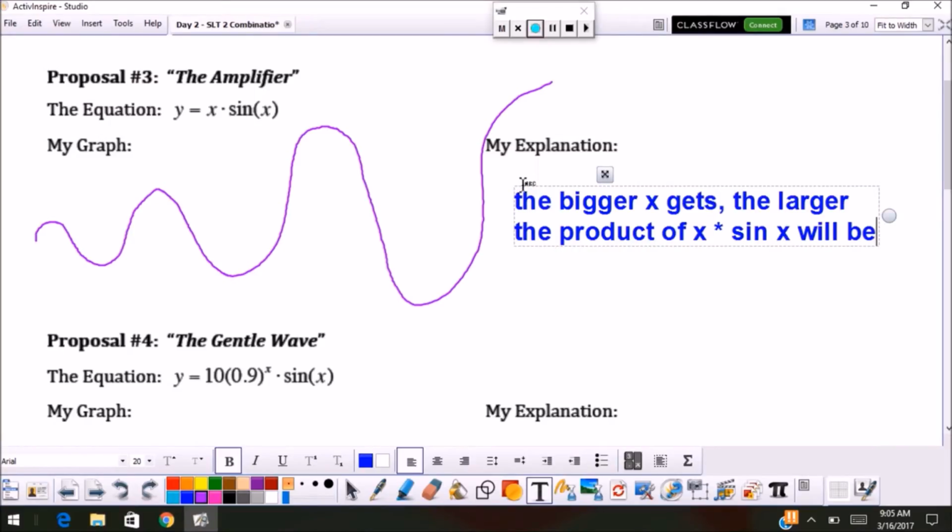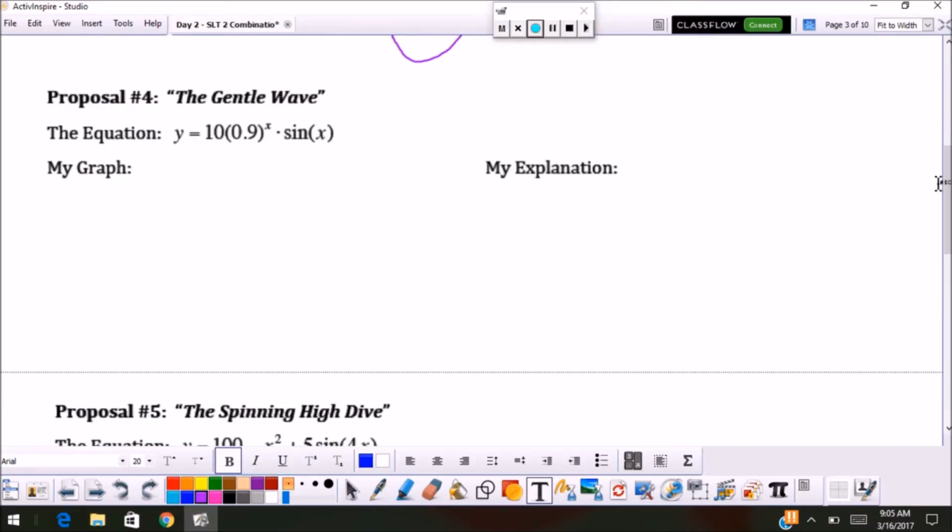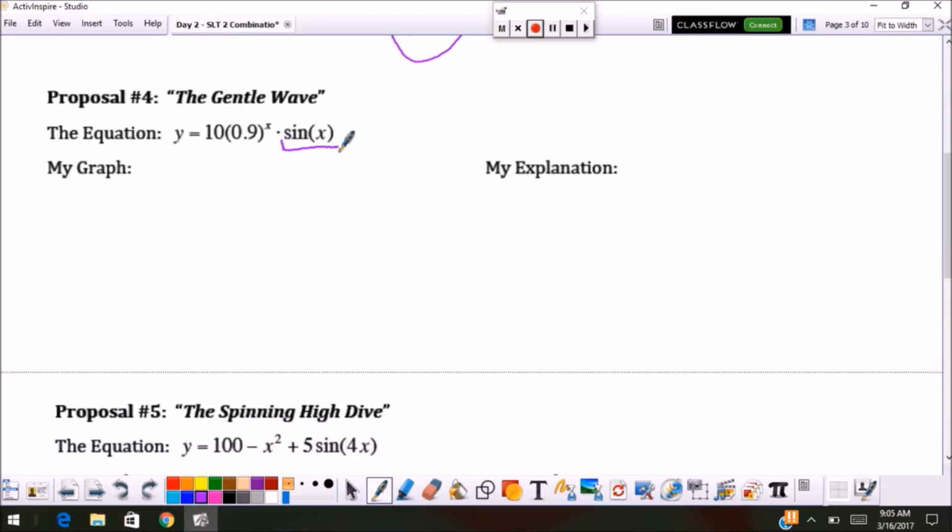Okay, the gentle wave. If you think about what a gentle wave roller coaster might look like, it's just going to be a really small, light wave. Also, if we look at this, we've got a basic sine function, and over here we've got an exponential decay, and we are multiplying these together. So we have something that oscillates, the y values being multiplied by something that's getting smaller. So the gentle wave might start off larger, but as it goes on, it's going to get smaller and smaller.